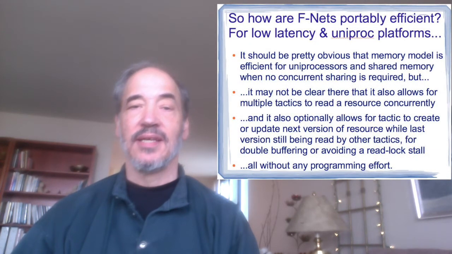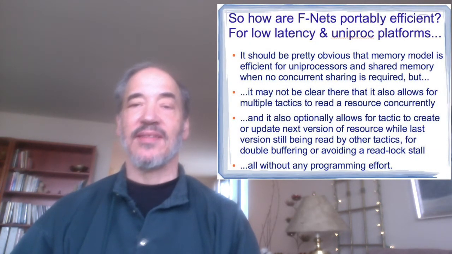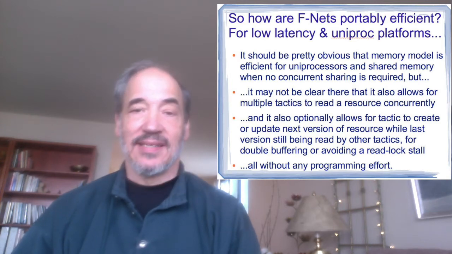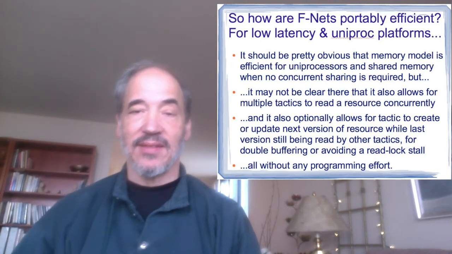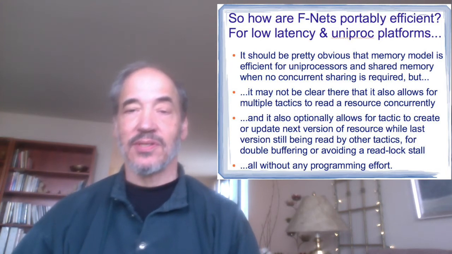So how are FNets portably efficient? Well, for low latency and uniprocessor platforms, it should be pretty obvious that the memory model is efficient for those. I mean, it's just like shared memory. It just needs to get that token first, which is just like shared memory getting the lock on the resource before it accesses it. So there's nothing much there.